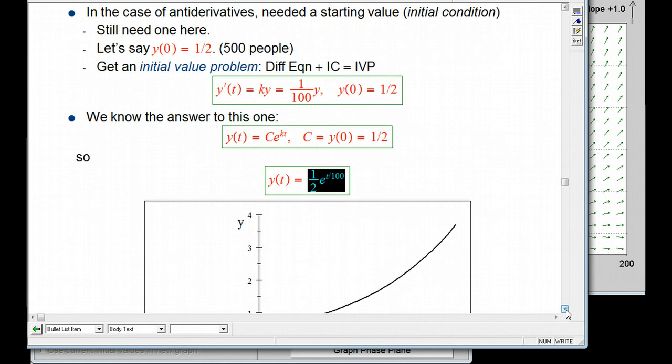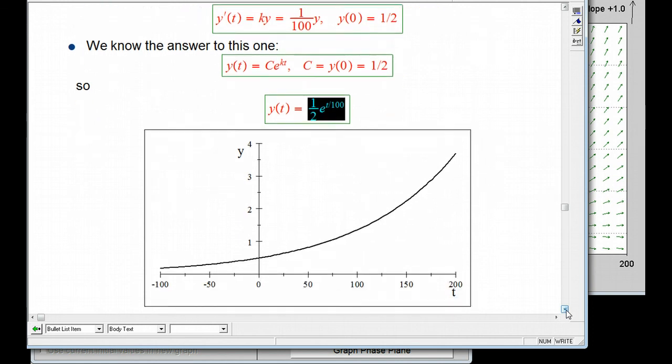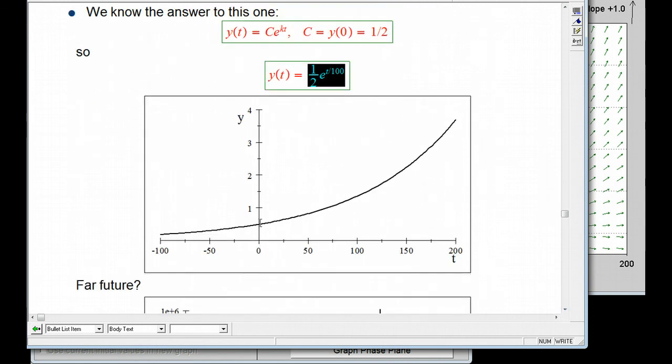That's the kind of function that has constant relative growth rate. Okay, so let's see. It looks pretty reasonable. We start out with 0.5, that's 500 people, and we grow and grow and grow up to almost 4,000 people in 200 years. That doesn't seem unreasonable, and if we extrapolate back into the past, we would predict that we would have had maybe like 250 people back here, something like that.